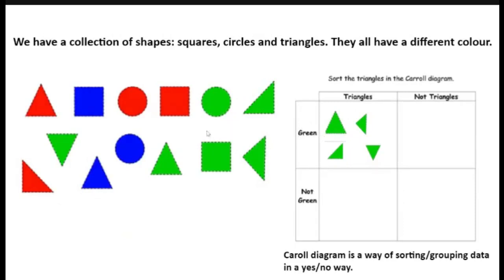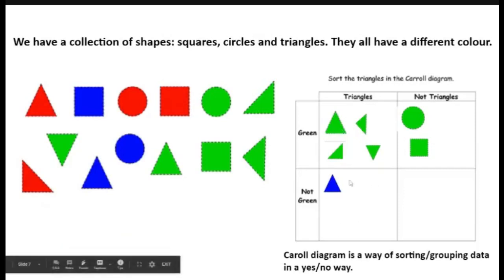So, we look at the shapes, they need to be green, but they can't be triangles. We have a circle, it's green, and it's not a triangle. We have a square, it's green, okay, it's green, but it's not a triangle. And now, that's all. We have only circle and only square. They are not triangles, but they are green.